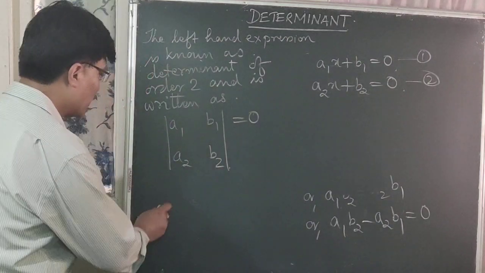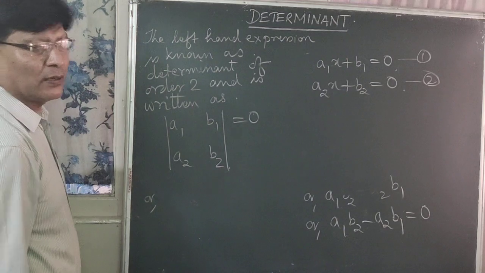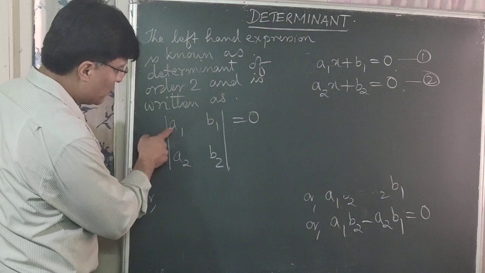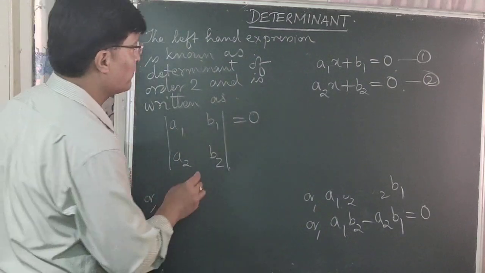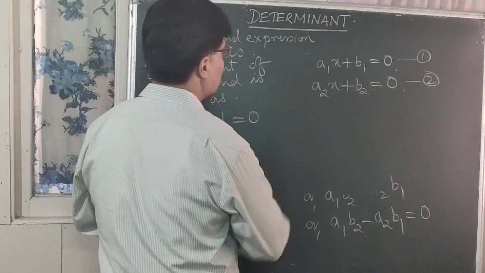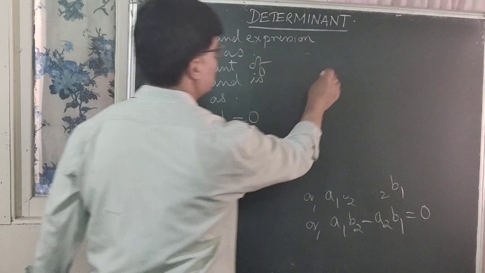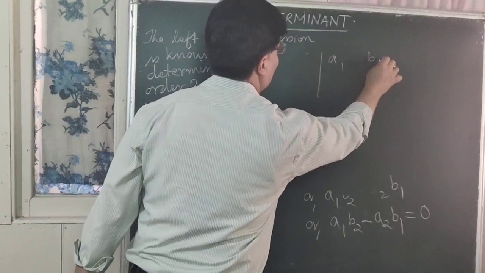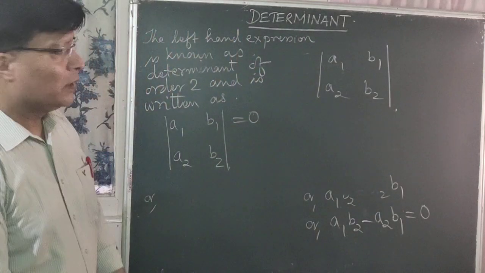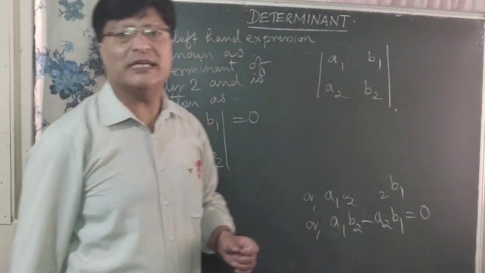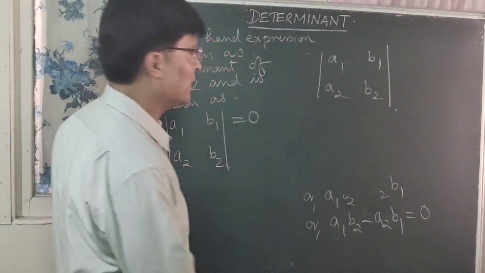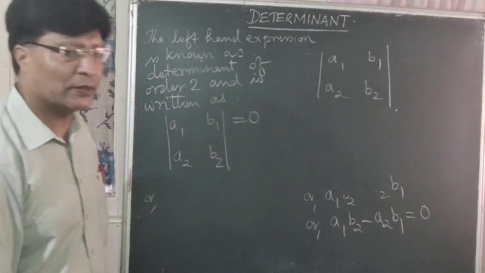Now let us see how you will expand this determinant. What is the method of expanding it? First of all, I'll tell you the rows and columns. This determinant, this is a1, b1, this is a2, b2. Now this is known as determinant of order 2. Why is it determinant of order 2? Okay, now I'm explaining this.